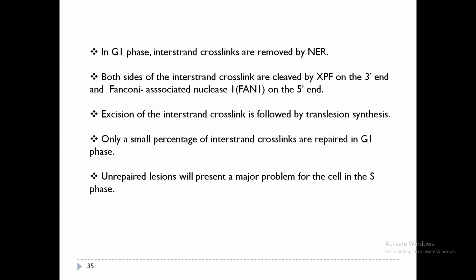In G1 phase, inter-strand crosslinks are removed by nucleotide excision repair. Both sides of the inter-strand crosslink are cleaved by XPF on the 3' end and Fanconi associated nuclease 1 on the 5' end. Excision of the inter-strand crosslink is followed by translesion synthesis. Only a small percentage of the inter-strand crosslinks are repaired in G1 phase. Unrepaired lesions will present a major problem for the cell in the S phase.